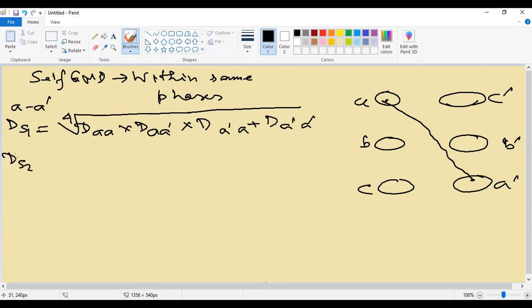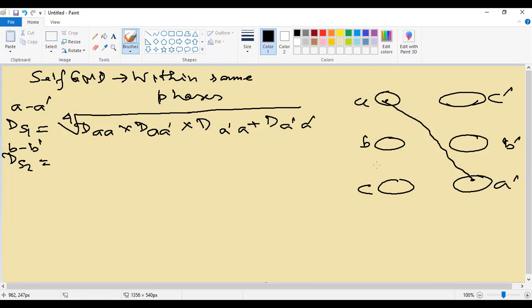Next, DS2, this is between B and B dashed, same phase, because it is between B phase and B dashed phase. See, ABC is one set of conductor, a 3-phase conductor, and A dashed, B dashed, C dashed is another set of conductor. But ABC, these are the phases, and A dashed, B dashed, C dashed is.